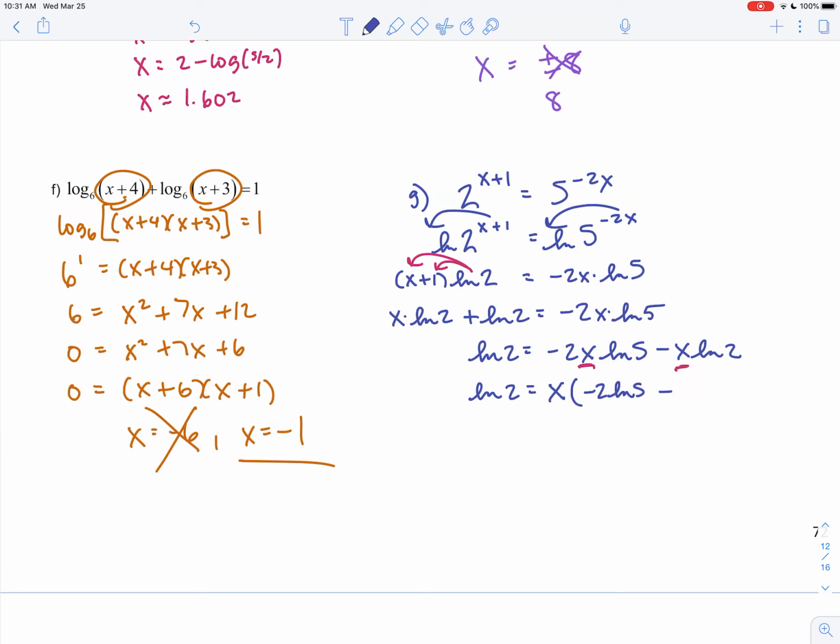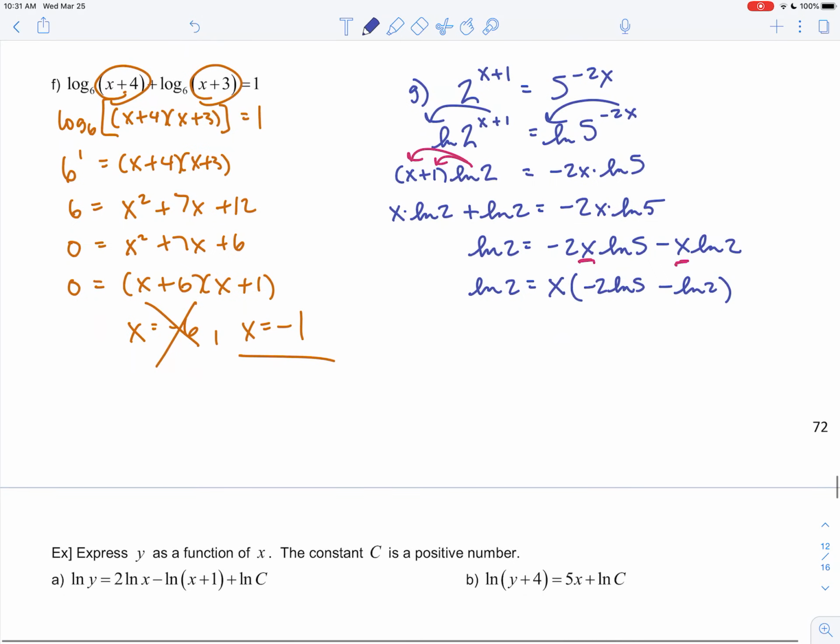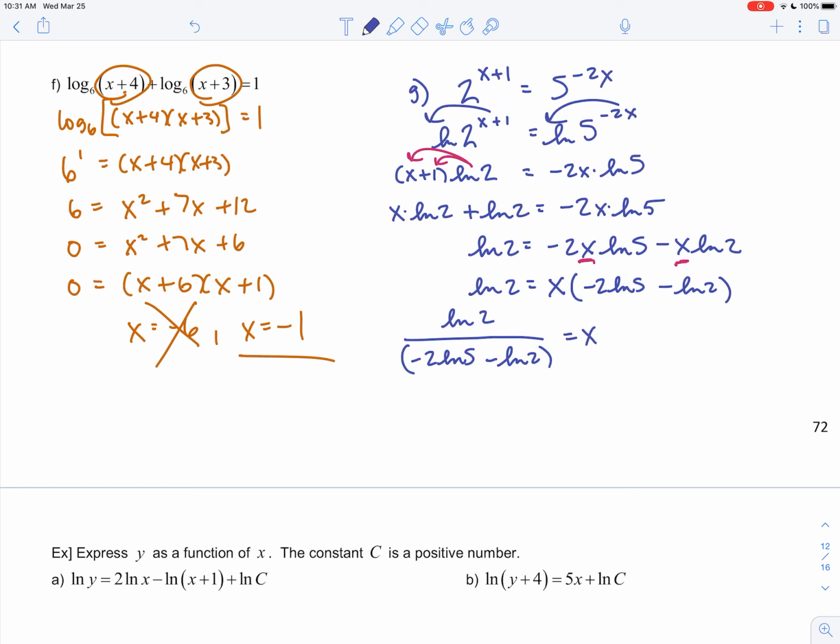So I'd be left with negative 2 ln of 5 minus ln of 2. So the last step to isolating x and getting an exact answer would be to divide both sides by this giant factor in parentheses. So I have natural log of 2 divided by negative 2 natural log of 5 minus natural log of 2. So that is the exact answer for x. Let me go ahead and type that into my calculator to get an approximation. ln of 2 divided by negative 2 ln of 5 minus ln of 2. So x is approximately equal to negative 0.1772.